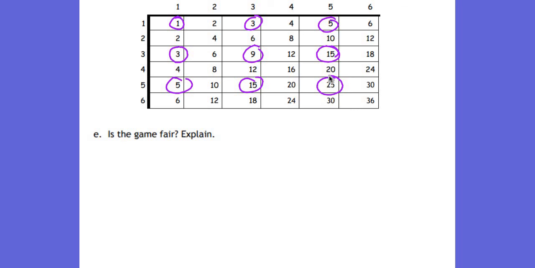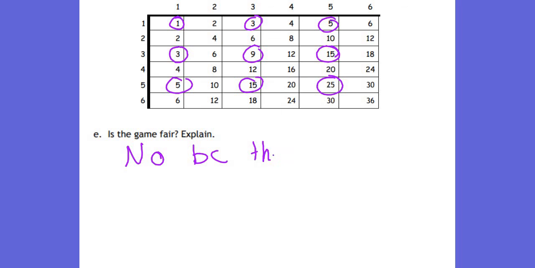Who has the better advantage, the teacher or the students? The teacher. The teacher used her brains and said, I'm going to win every game. I get a point every time you land on an even, and I'll let you have a point every time you land on an odd, and I'm going to win every time. So, is the game fair? No, because there's more even than odd.